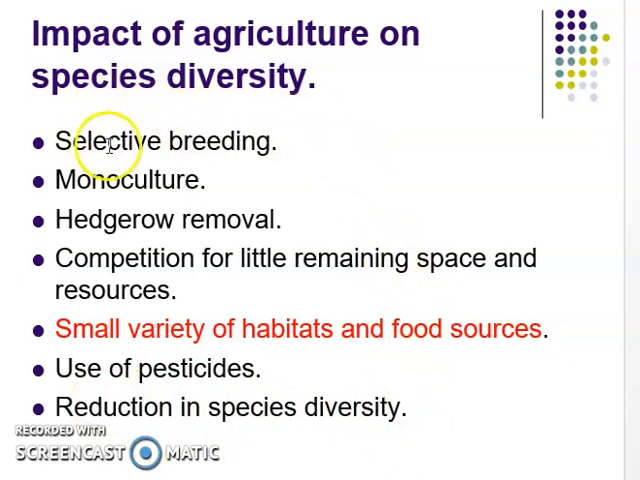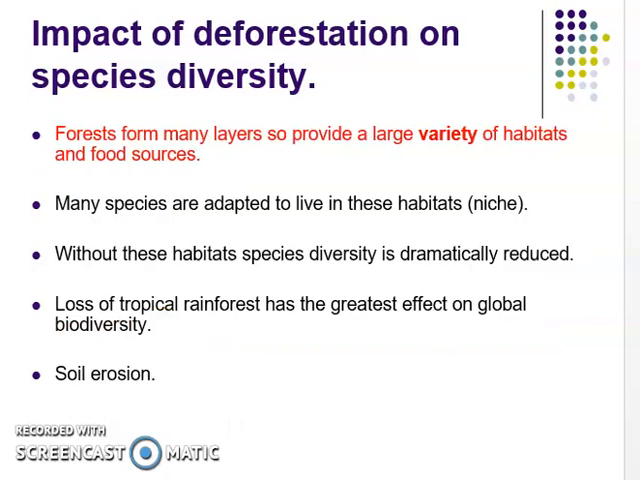Okay, now selective breeding, right at the top, is the idea that farmers will breed animals together so that they can get favourable characteristics, and that reduces the genetic diversity of lots of animals, again having a bit of an impact. Okay, the last one we have to look at, I will set you something on this in a little bit, is the impact of deforestation on species diversity.